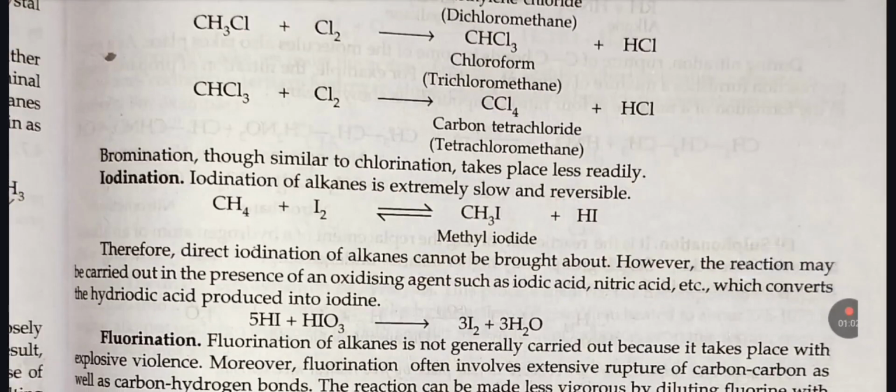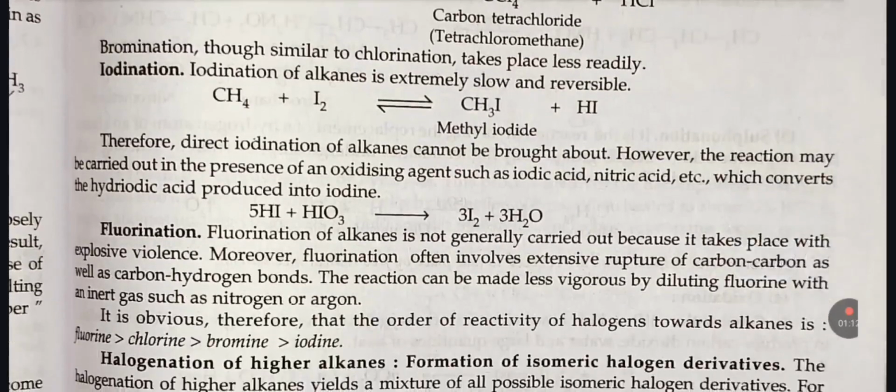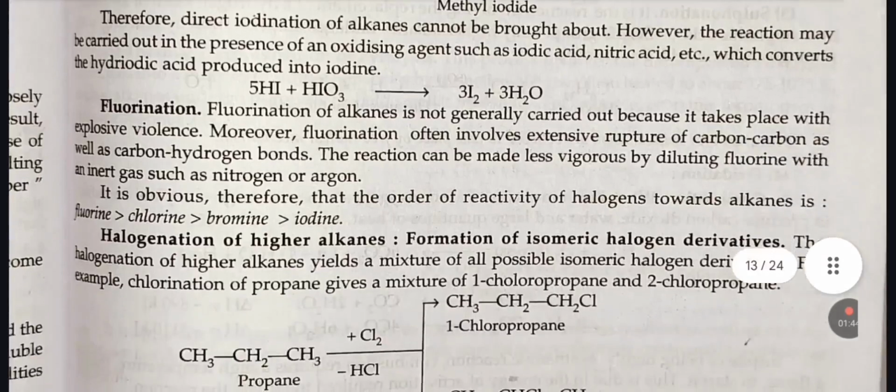Bromination, though similar to chlorination, takes place less readily. Iodination of alkanes is extremely slow and reversible. CH4 plus I2 will give CH3I plus HI, which can further give CH4 plus I2. Therefore, direct iodination of alkanes cannot be brought about. However, the reaction may be carried out in the presence of an oxidizing agent such as iodic acid, nitric acid, etc., which convert the hydroiodic acid produced into iodine. 5HI plus HIO3 will give 3I2 plus 3H2O.